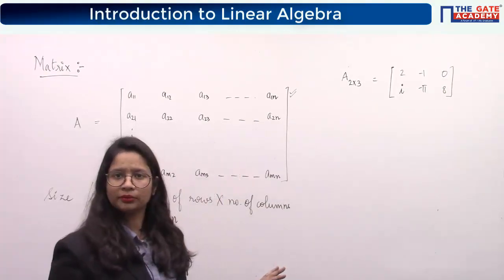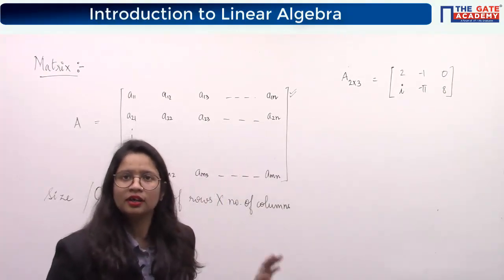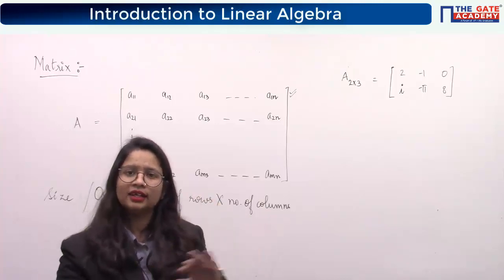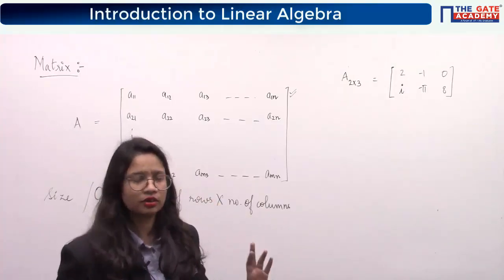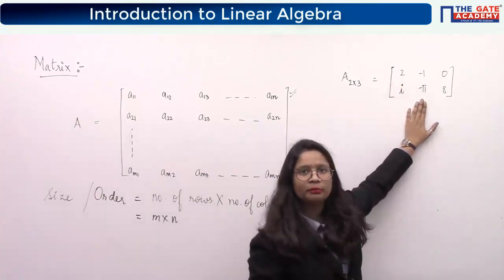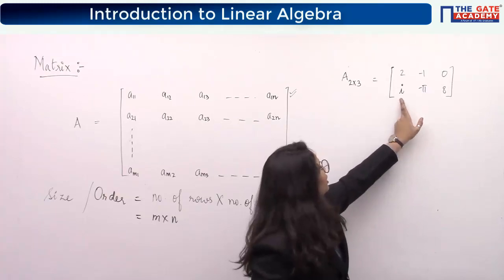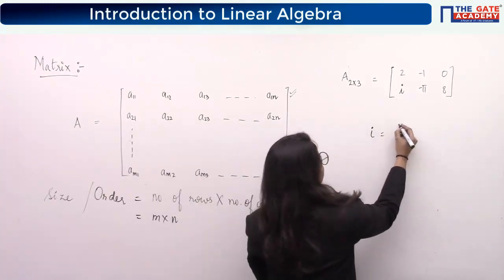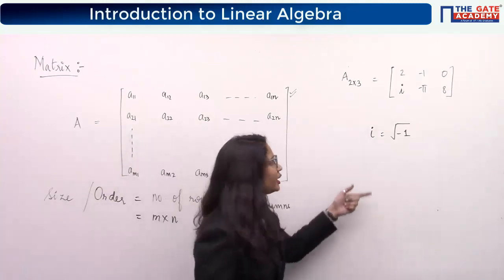Do you have any problem that minus pi can't be your element? So yes, minus pi can be your element. Matrix can have any number, any function. There is no doubt on it. So minus pi is an eligible number to come in a matrix. Do you have a problem with this i? What does this i represent? Do you have any problem with i being there?